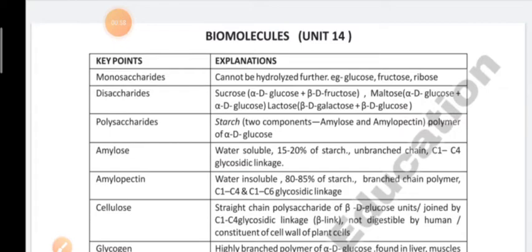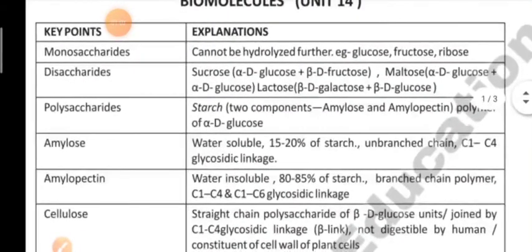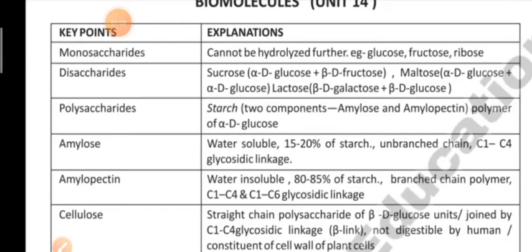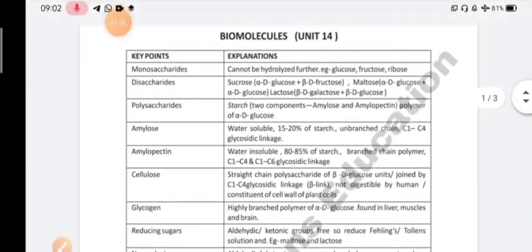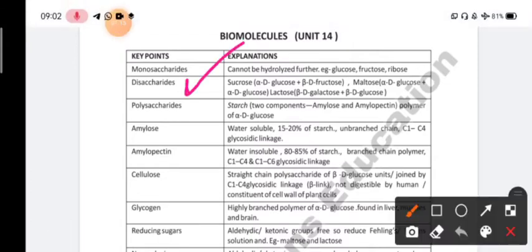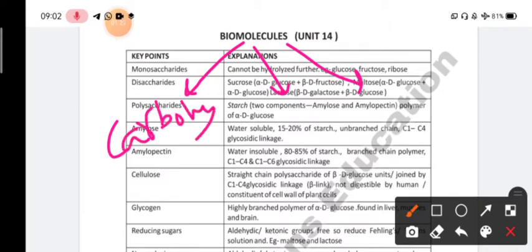So the first thing, what is monosaccharide? Okay, so biomolecules are basically molecules that have carbon, hydrogen and oxygen. Biomolecules can be divided into three parts, that is carbohydrate, lipid or fat, and protein.